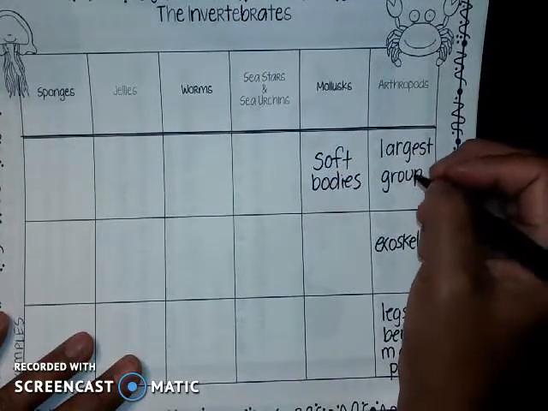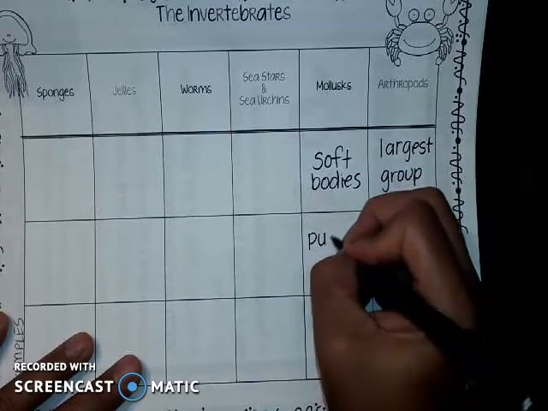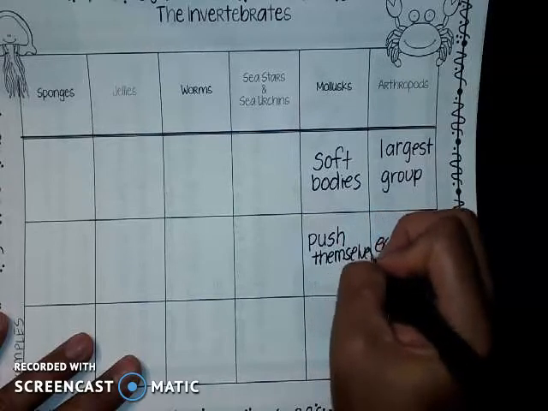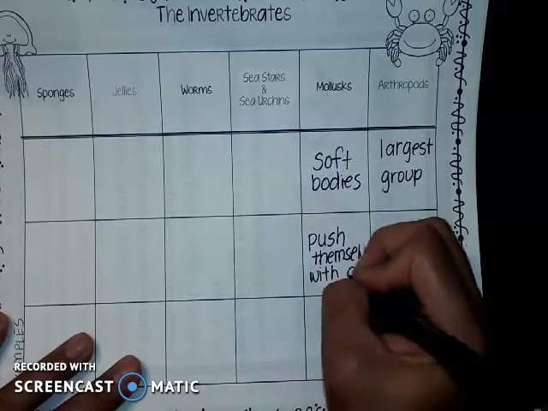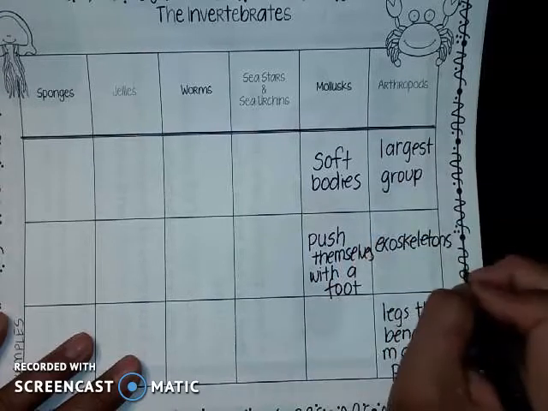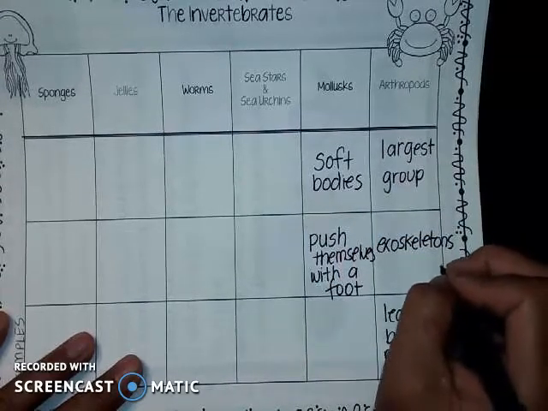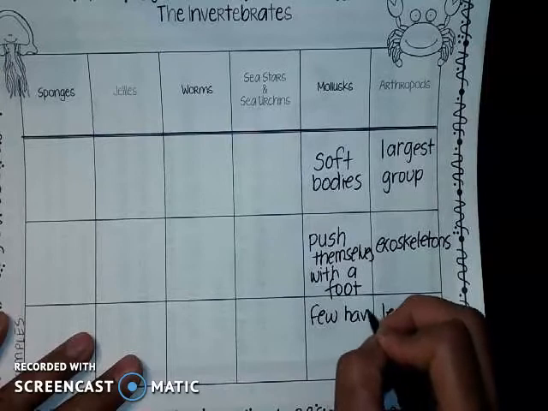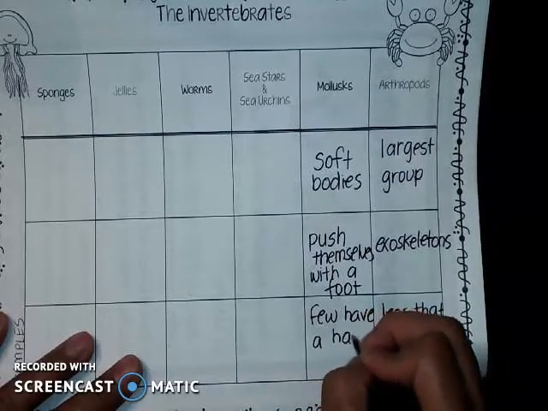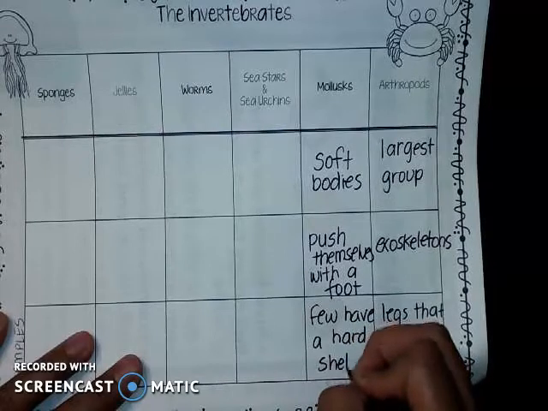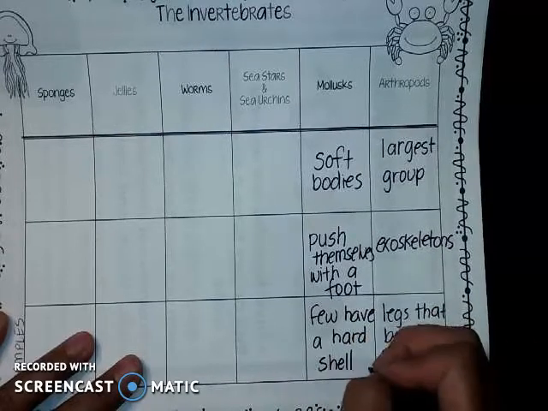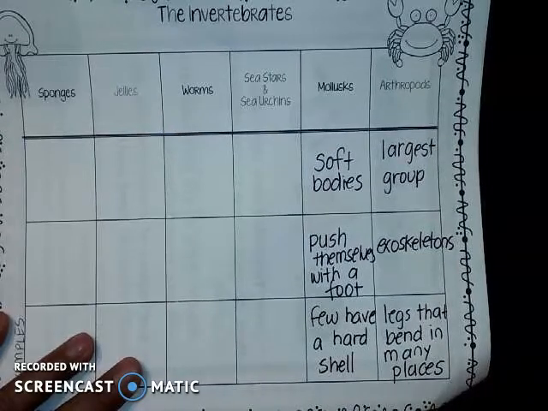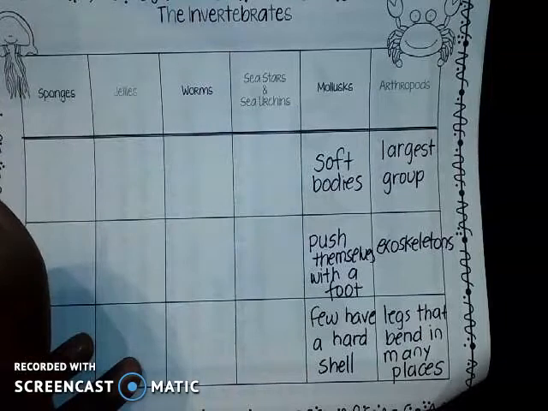And that they push themselves with a foot. What's called a foot, right? Few have a hard shell, right? Do you remember one of the mollusks that has a hard shell? You're right. It was the snail. Very good. Remember, pause where you need to catch up. But I'm going to keep on going.